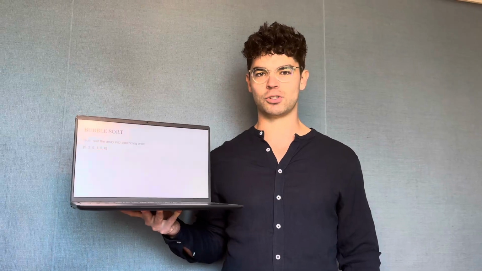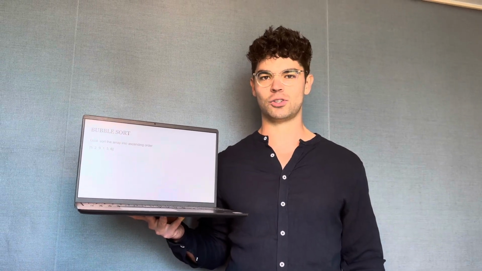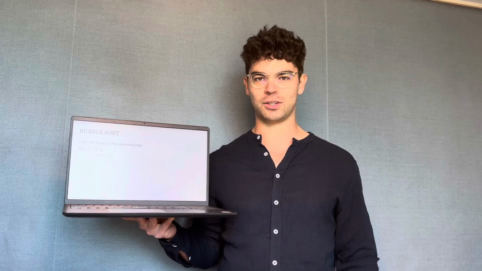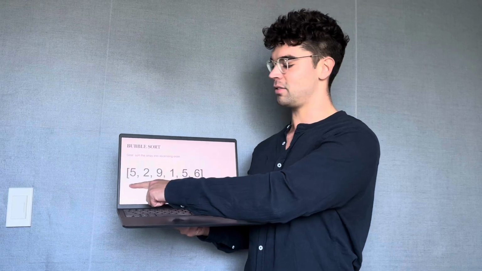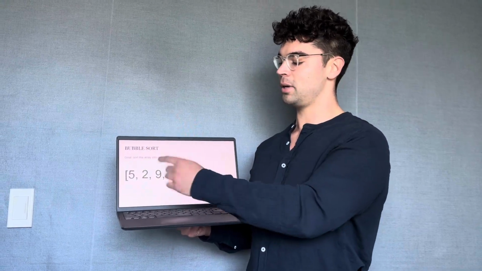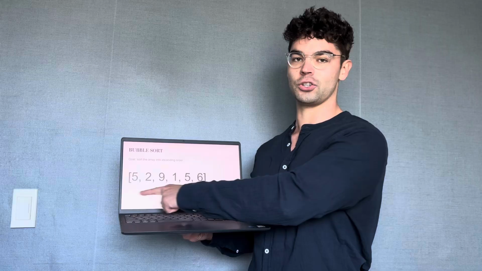Today we're going to learn bubble sort. This is the simplest way to sort an array in O of n squared time. So in this algorithm, we're going to repeatedly compare two adjacent elements of the array and swap them until the entire array is in increasing order.